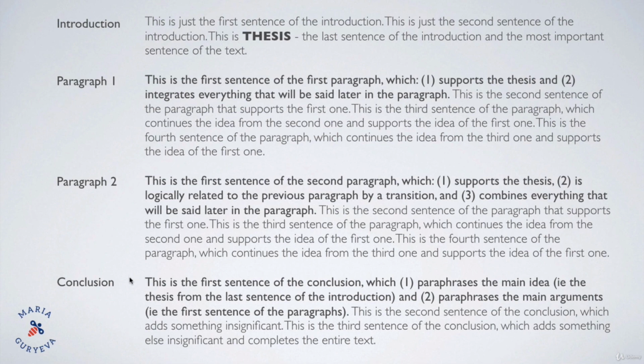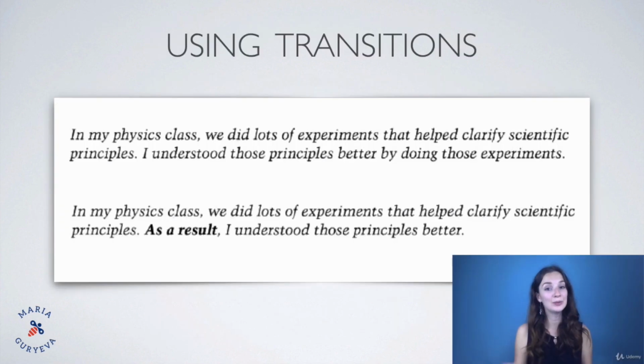Okay, so after we did this very important job, we then add some extra sentences to the conclusion. This is the second sentence of the conclusion, which adds something insignificant. This is the first sentence of the conclusion, which adds something else insignificant and completes the entire text. So 2 more sentences are not that important, it's just the additional sentences so that we can close our text. Okay, so this is the structure of a coherent text. And in every writing that you do for the TOEFL test, and ideally for any English writing whatsoever, you should use this structure.